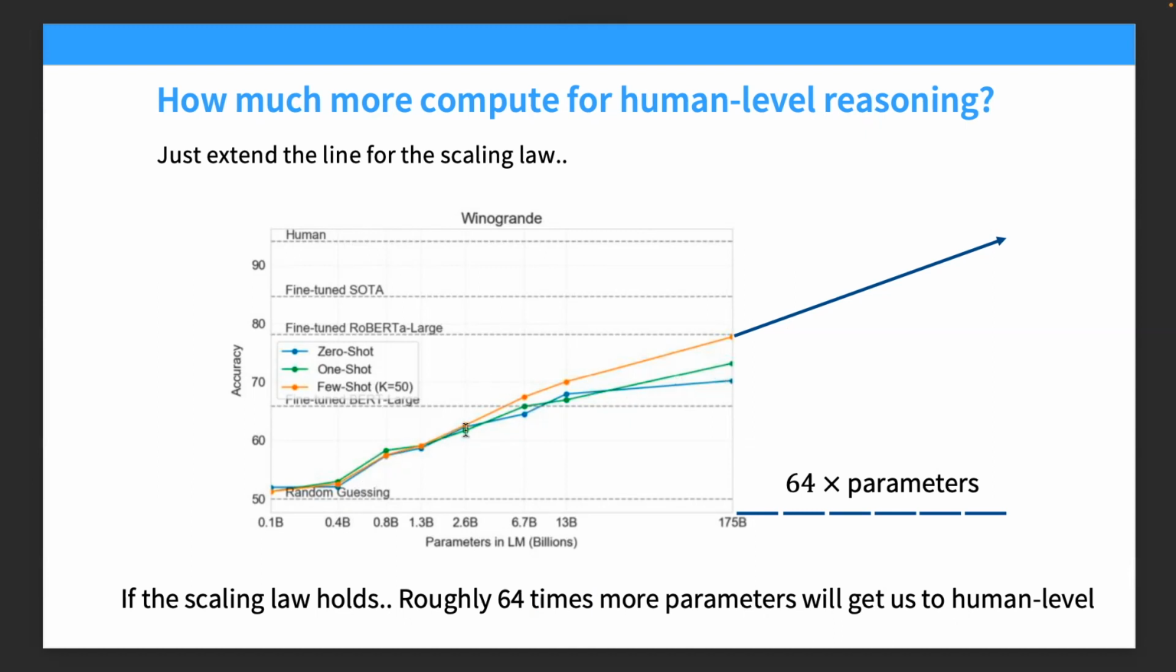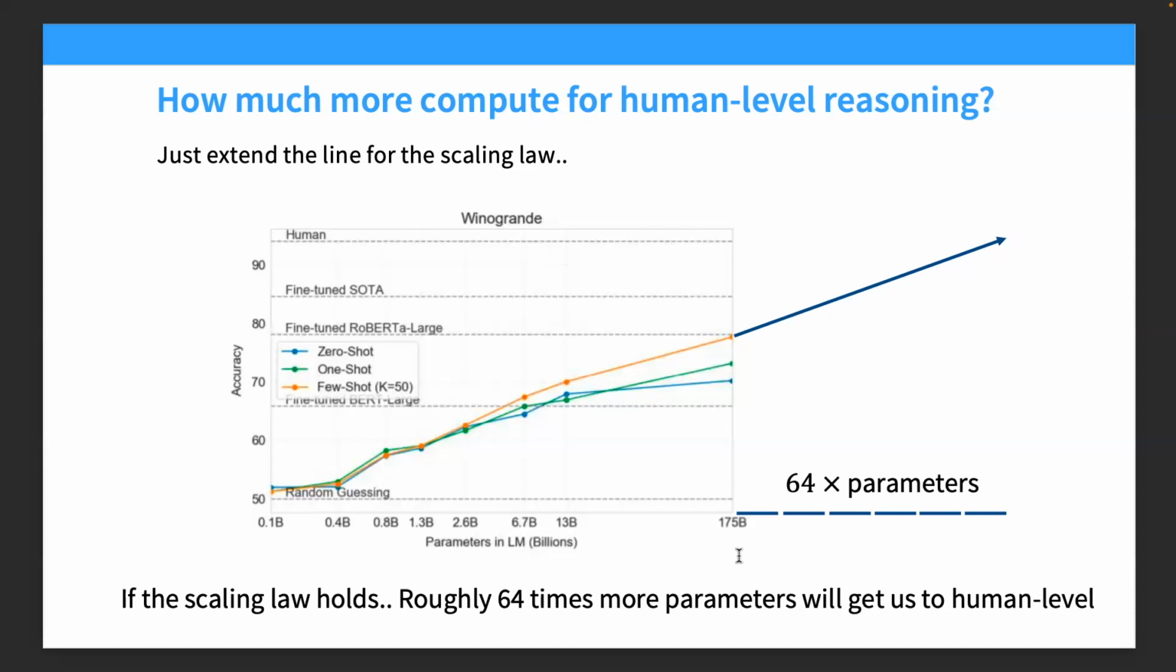zero shot in the blue line, green is one shot, orange is few shot with 50 examples. And when we reach 157.5 billion parameters, we get here, right? So for the few shot with k equals 50, we get the performance over here. Actually, it's going to be a log-linear relationship. If the scaling law holds, we can actually look into the future. If we get 64 times more parameters, we would potentially get to the human level on this task.